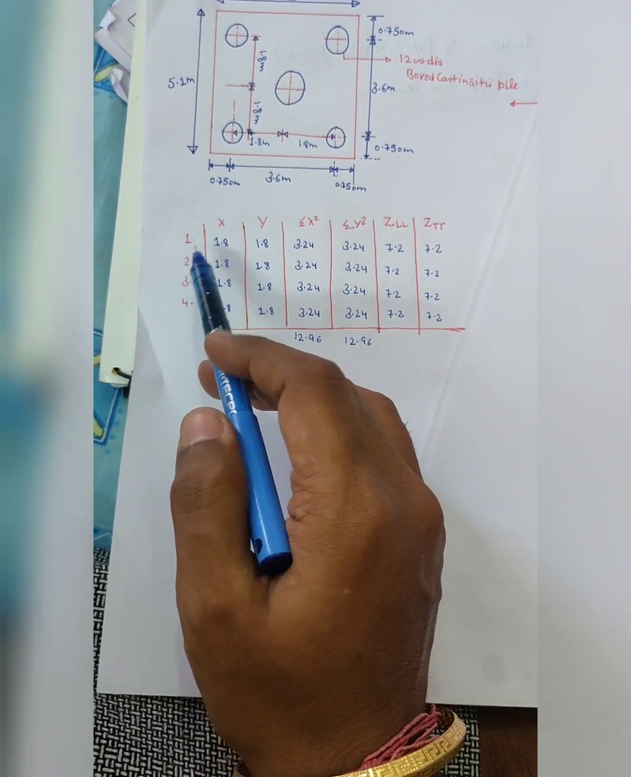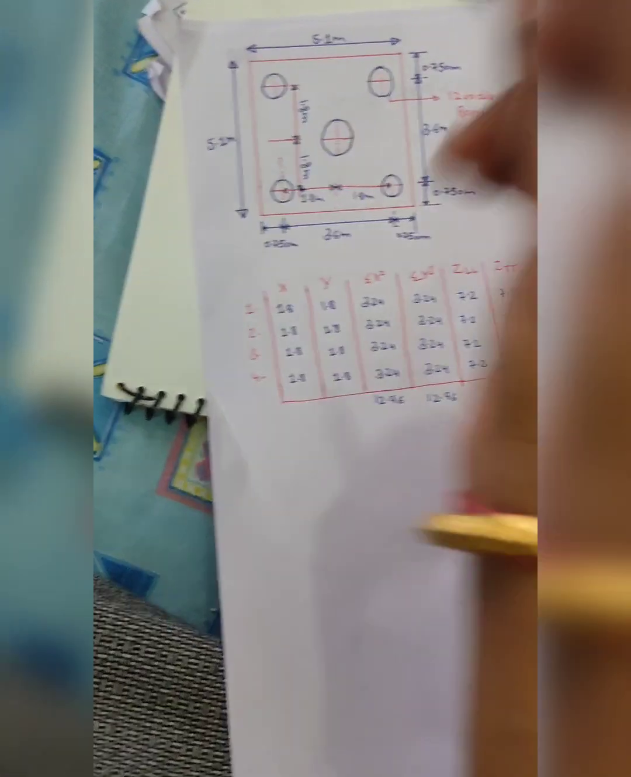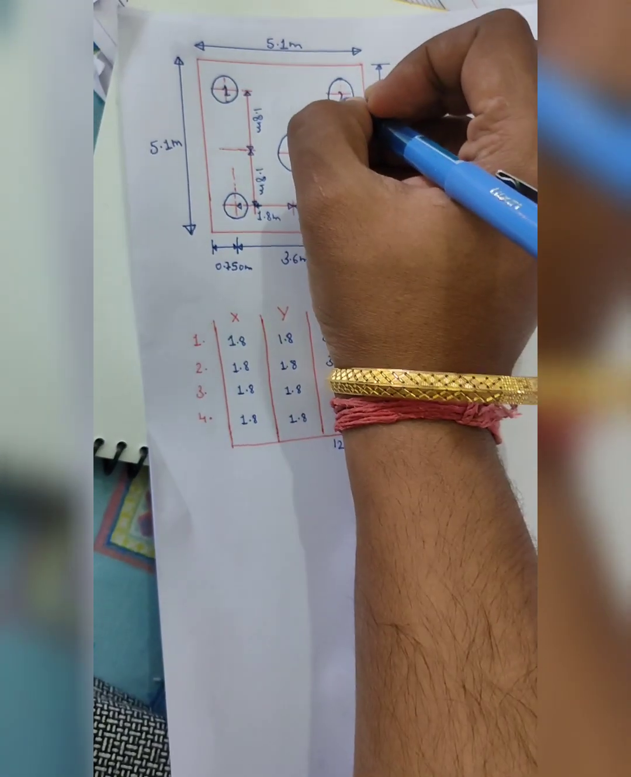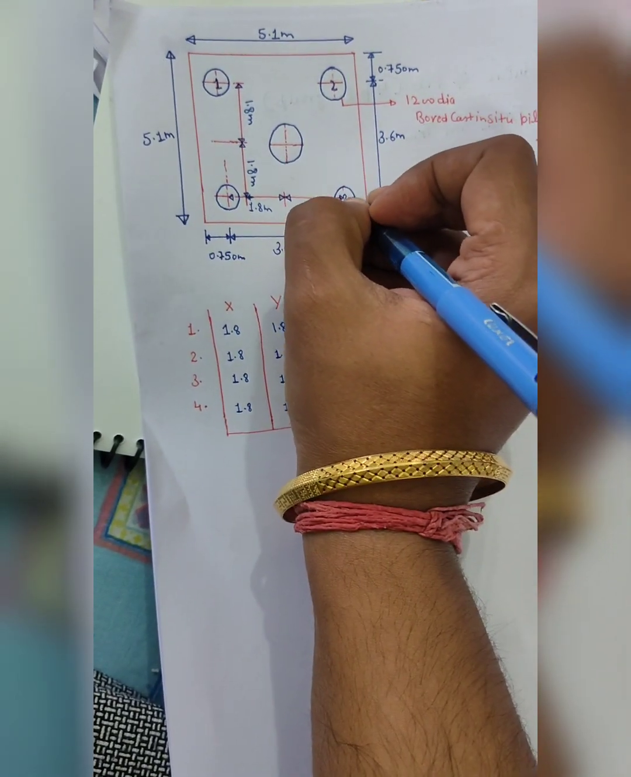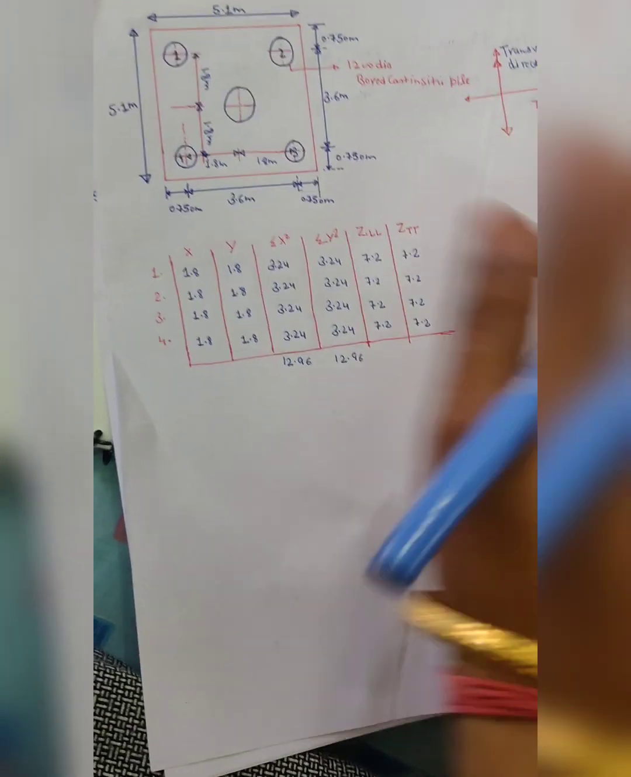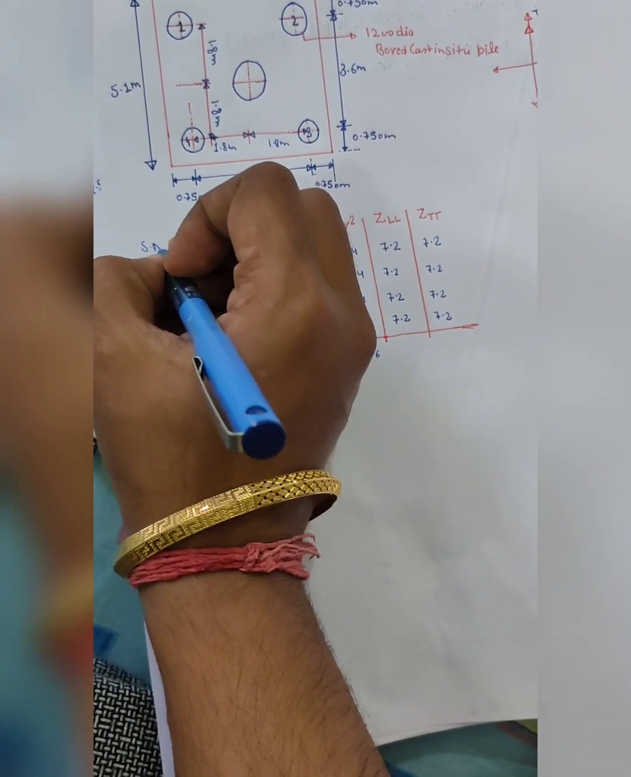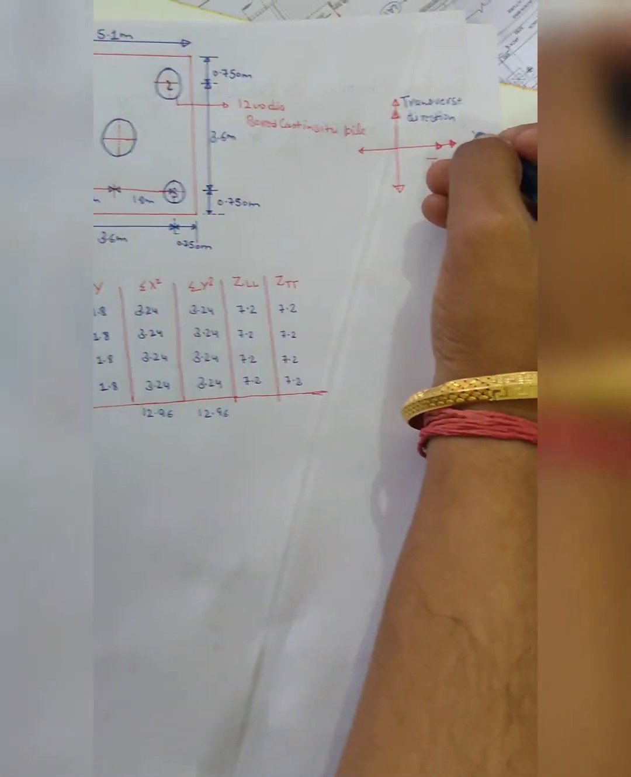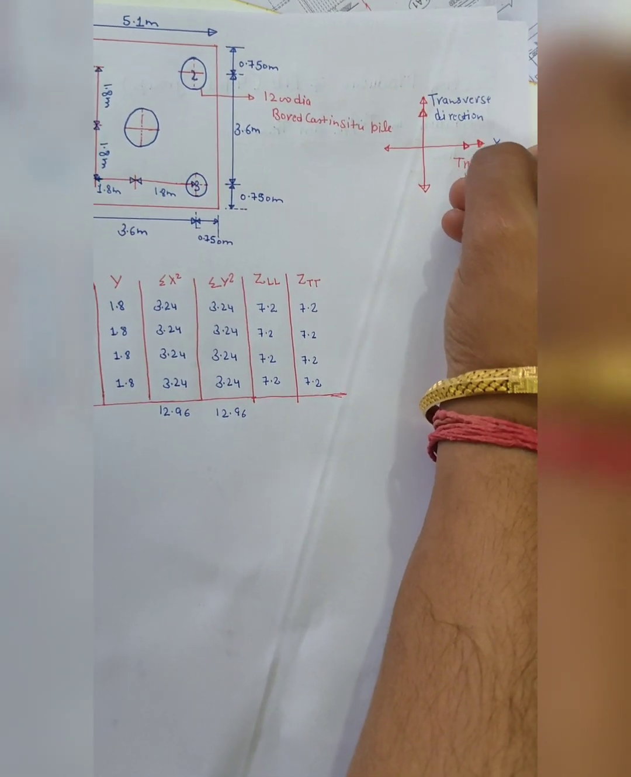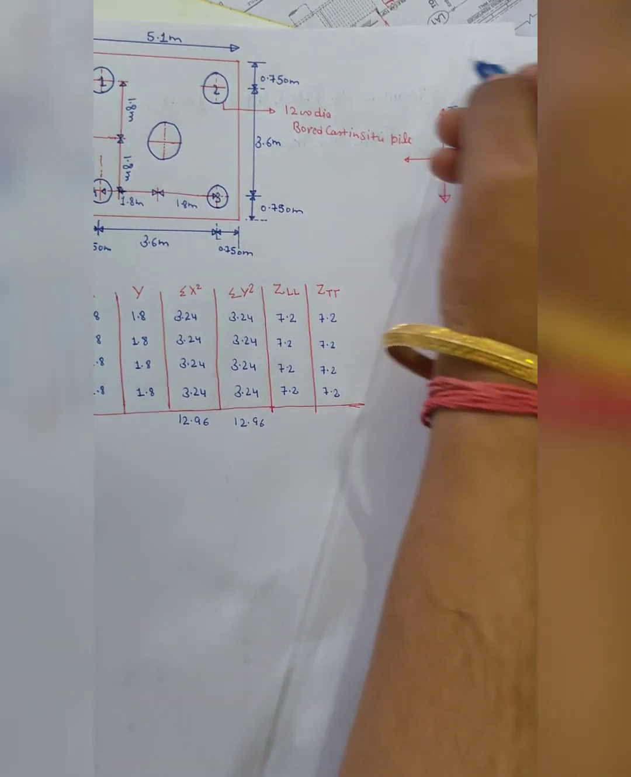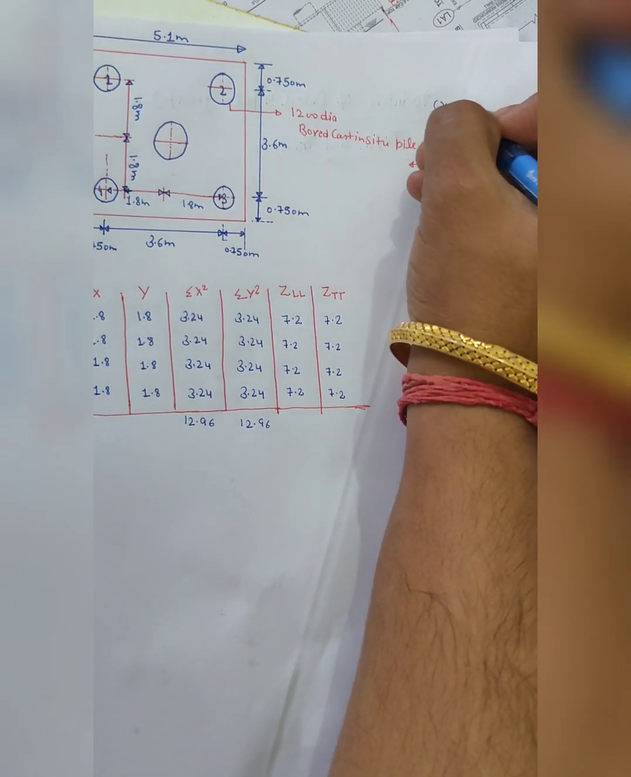Here we number the piles accordingly. Generally we give serial numbers 1, 2, 3, 4. So this is my x direction, x axis, which is also known as traffic direction, and in the transverse direction that is the y axis.